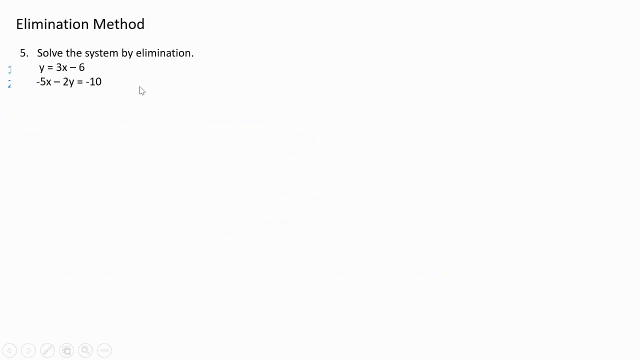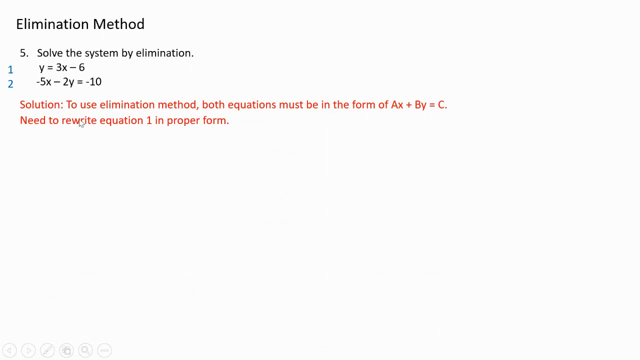Okay, for the elimination, both equations have to be in this form, the ax plus by equals c. Okay? So we need to rewrite number 1 in proper form. Number 2 is okay, but not number 1. So number 1, I have to write in the ax plus by equals c form, which means that I'm going to subtract 3x from both sides. All right, so there it is now. You see, so now it's in the ax plus by equals c form.